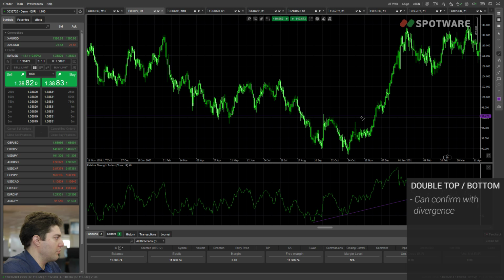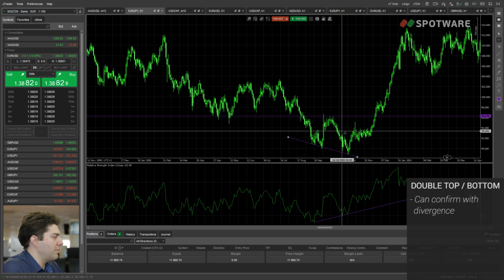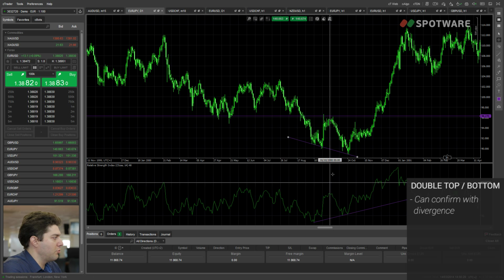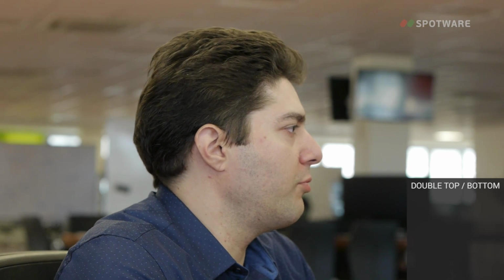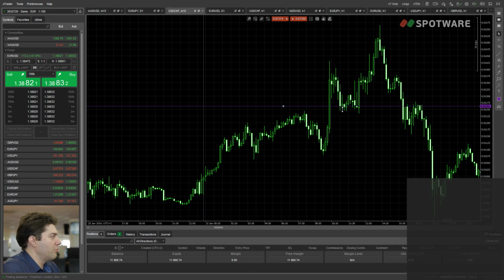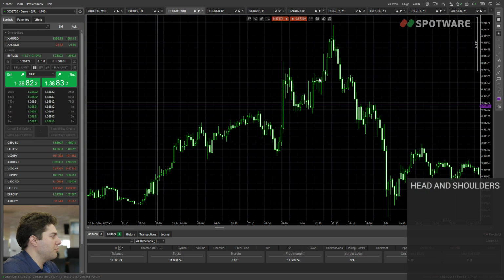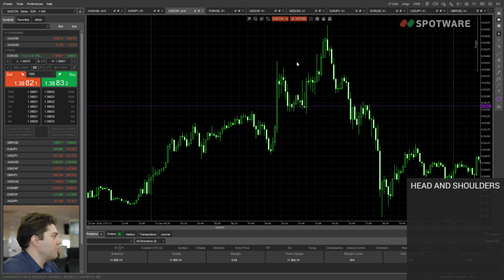Let's make the slope, so I'm going to show you. Here we have a downward slope, and here we have an upward slope. So it shows you that actually the reversal might be happening because there is a difference in slopes. It shows you that the trend is weakening. So that's it about double top and double bottom. Now we're going to move to the next pattern, also a famous pattern. It's called the head and shoulders pattern. The reason why it's called the head and shoulders pattern is because it looks like a head and shoulders.